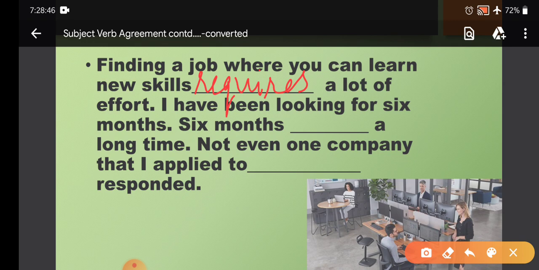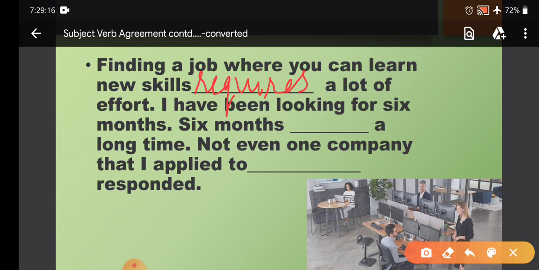6 months is a long time. Remember, students, in your previous class and many times before this also you have done that when we are referring to time as in totality and not as units. Similarly, when we are referring to distance in totality and not in units, they become singular.